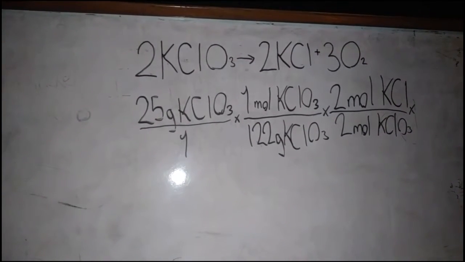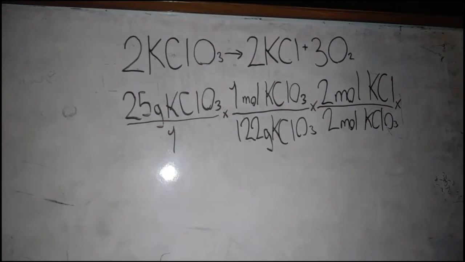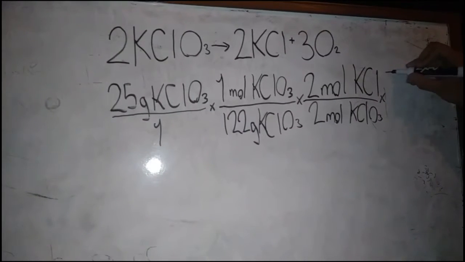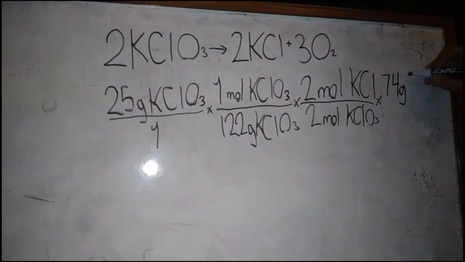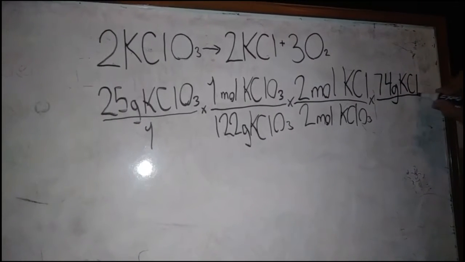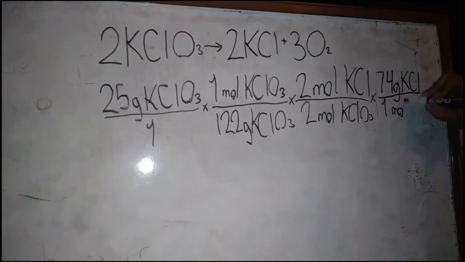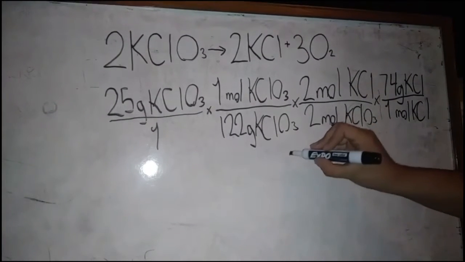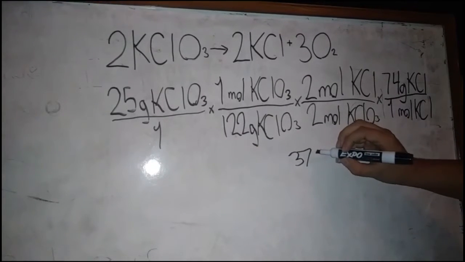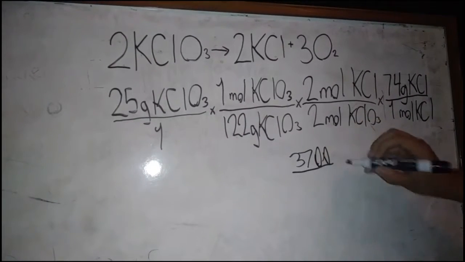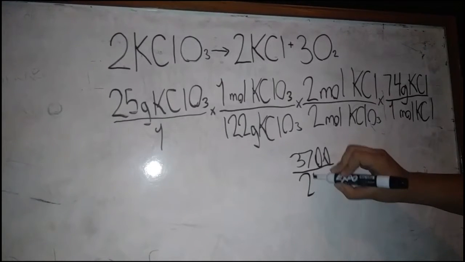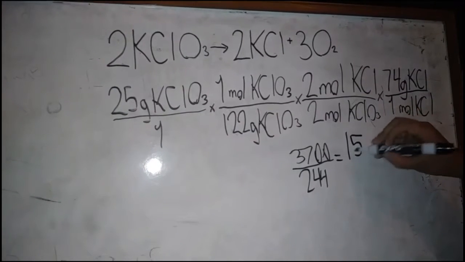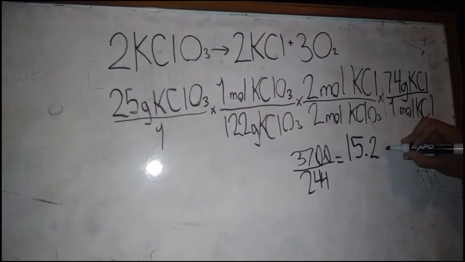To finish it all off, now you just have to multiply by the molar mass of KCl, which in this case is 74 grams, and put that over 1 mole KCl. You multiply across and you get 3,700. Put that over 244. And then your answer should be 15.2 grams of KCl.